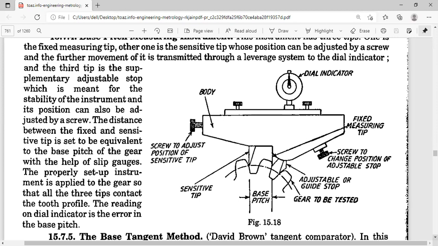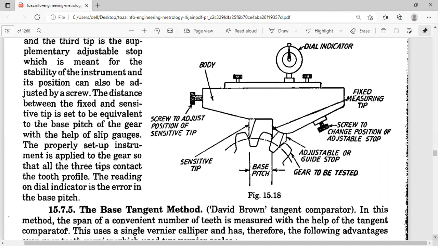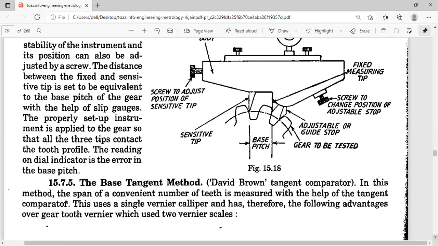So these are the two methods you can follow. That is a very important parameter among the nine parameters. The base pitch is also very important. After obtaining the base pitch, you can use the formula PB is equal to PC cos phi. What is PC? Circular pitch. Phi is the pressure angle. You can know the circular pitch also.